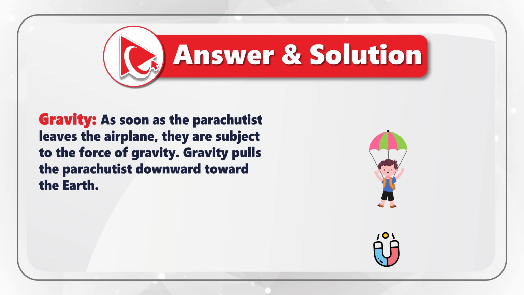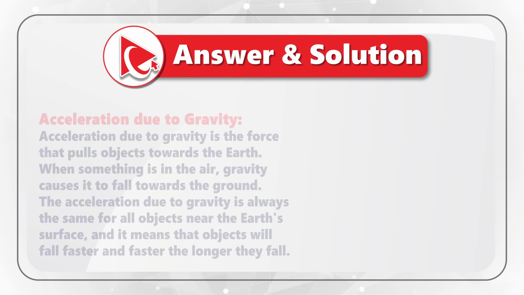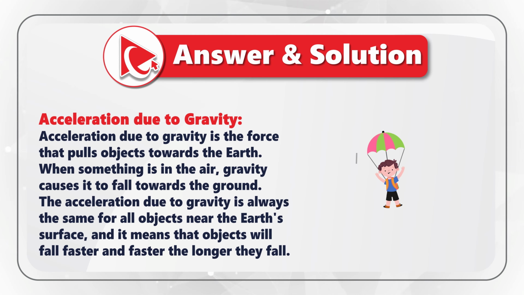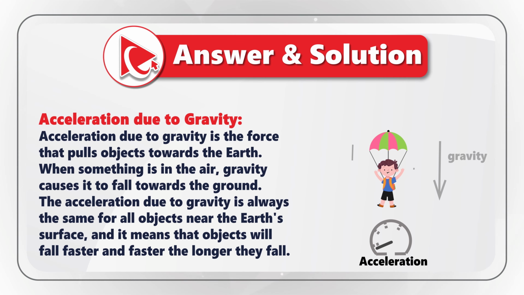As soon as the parachutist leaves the plane, they will be subject to the force of gravity. Gravity pulls the parachutist downward toward the earth. And the last force that will drive the trajectory would be acceleration due to gravity. Acceleration due to gravity is the force that pulls objects toward the earth. When something is in the air, gravity causes it to fall toward the ground. The acceleration due to gravity is always the same for all objects near the Earth's surface, and it means that objects will fall faster and faster the longer they fall.